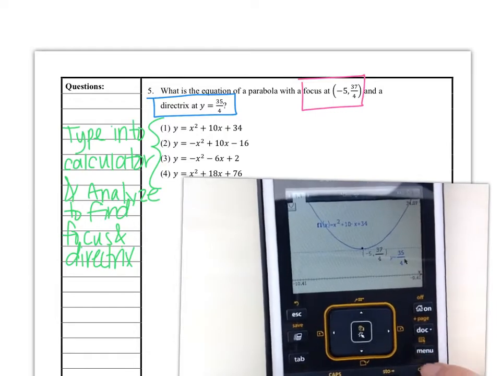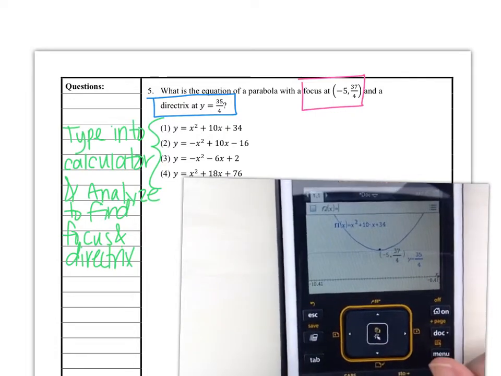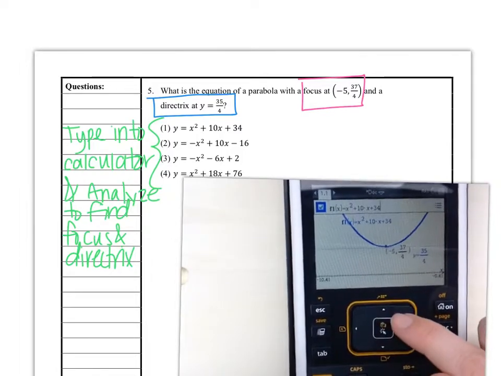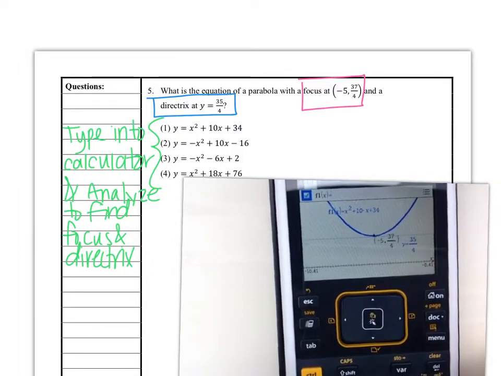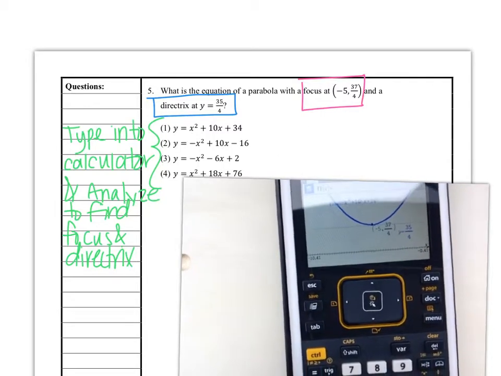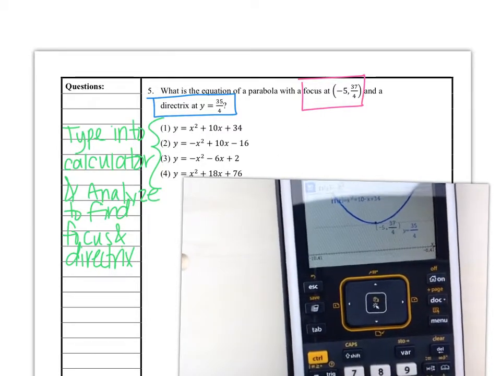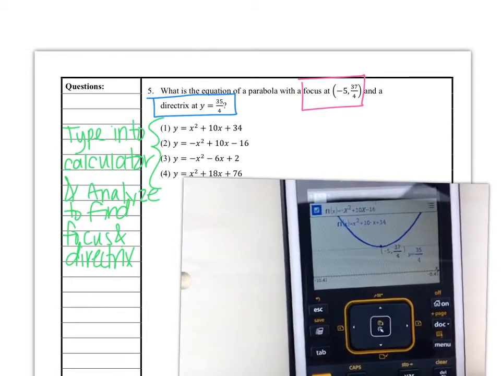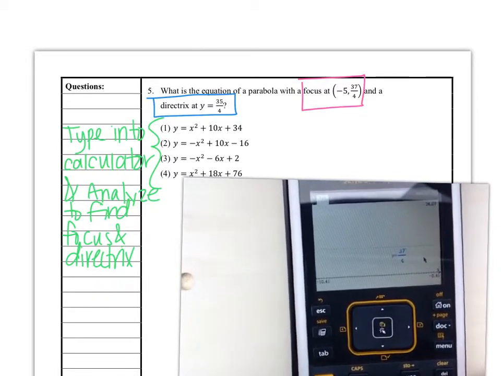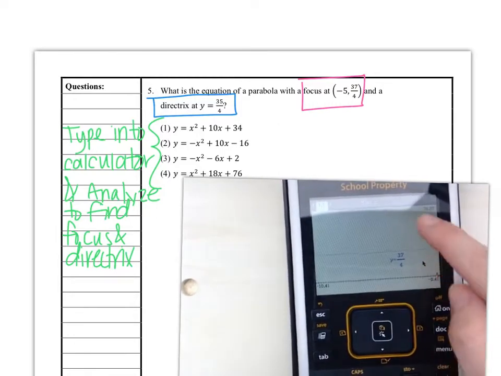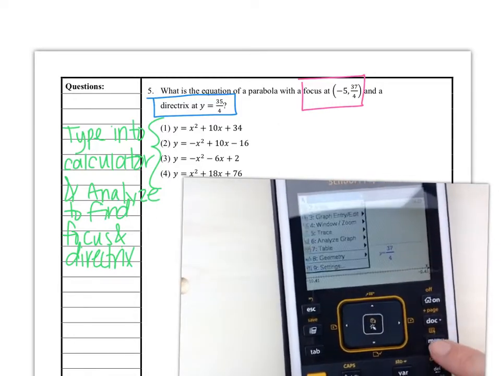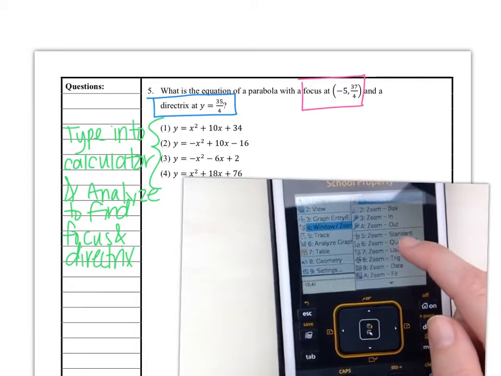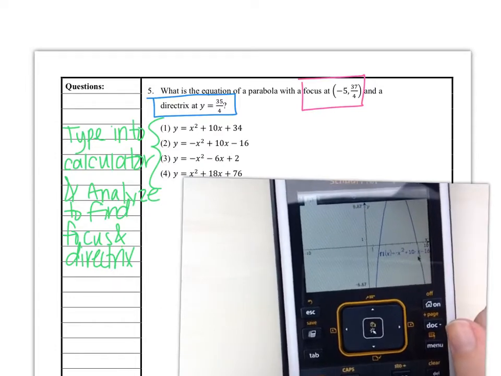Okay, so I'm going to go back, hit tab, and then I'm going to type in my second equation. So I'm actually going to delete what was in there, and we've got -x squared plus 10x minus 16, and hit enter. Now it's still showing me a directrix, but I don't see my actual picture. So I'm going to go to menu, window, zoom, but instead of choosing zoom out, I'm going to just try zoom standard at first, which was choice 5.